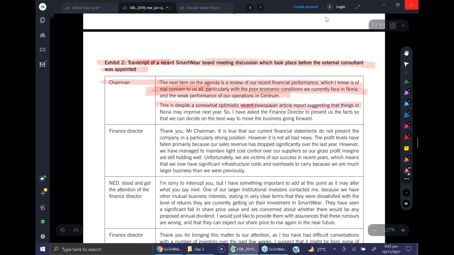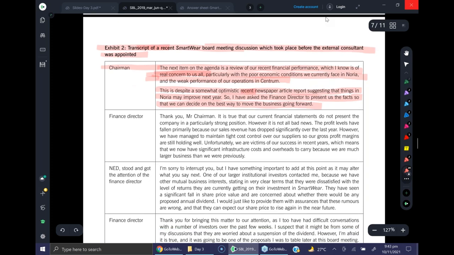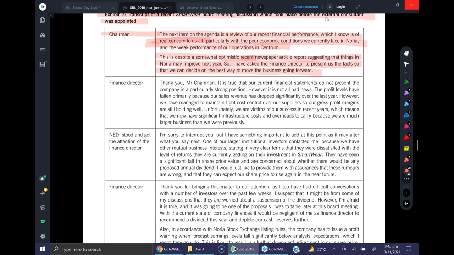So I have asked the finance director to present to us the facts so that we can decide on the best way to move the business going forward. So because of this chairman's statement that the future might get better, we are not going to be talking about the financial risk the company is currently facing. Is that okay? Let's not talk about financial risk in the risk question, because it seems that it might get solved. So risks should be discussed if they have a future consequence and very clear-cut evidence is there. Just like e-commerce risk and customer pattern change, and if you're not able to keep up with that.